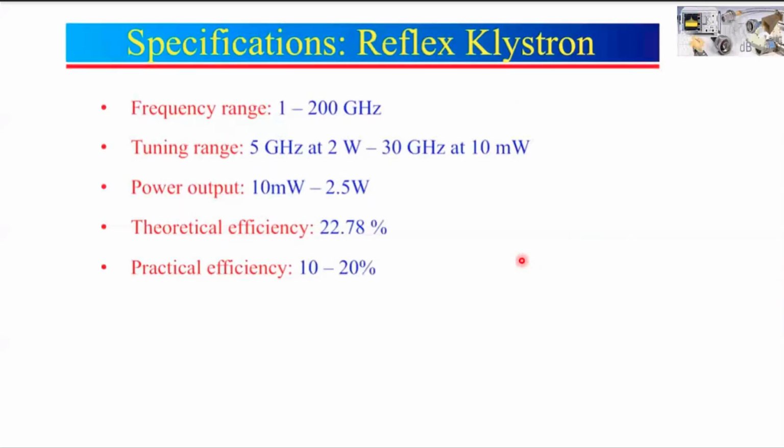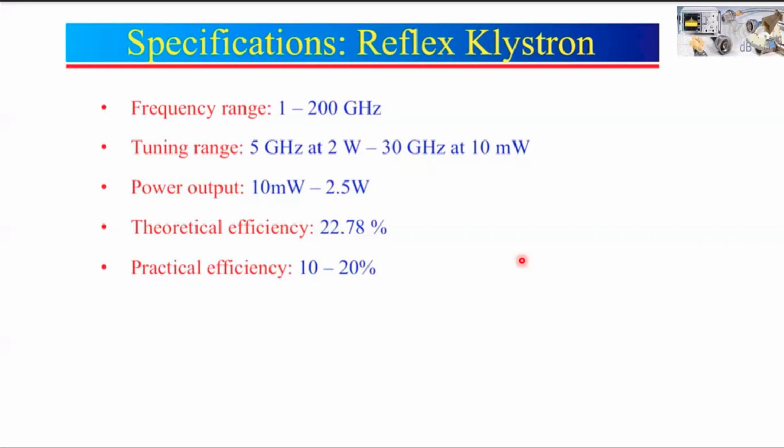So what is the specification of the reflex klystron? You can see its frequency range is extended. We can use it from 1 gigahertz to 200 gigahertz. It has a tuning range from 5 gigahertz to 30 gigahertz. Correspondingly, the power required for tuning is also given there. The power output for this particular reflex klystron is 10 milliwatts to 2.5 watts.